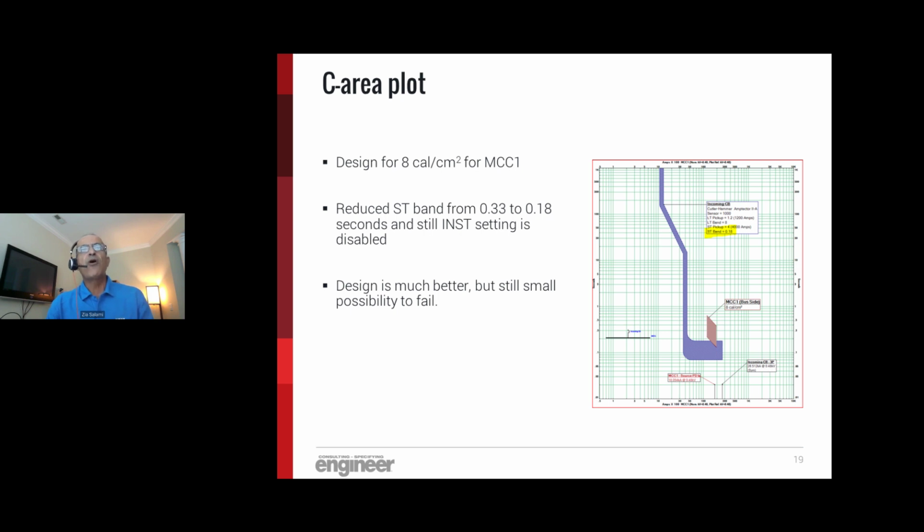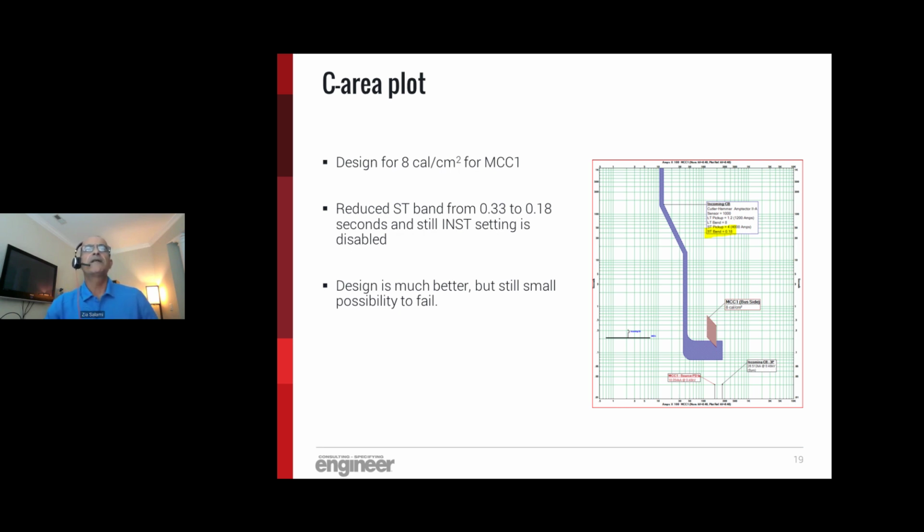Now let's go back to our design. With the previous setting of the short time band, we realized that we cannot achieve that 8 calories per centimeter square constant, because we had overlapping with the protected device, and some of the region was below our protection. Now let's move the short time band, make it shorter, from 0.33 to 0.18 seconds. See how that improves our design.